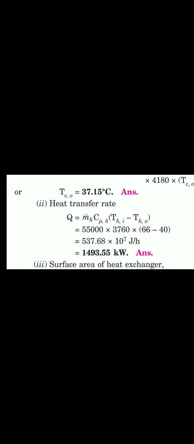For the LMTD method, the first step is heat balance, that is m_h Cp_h into (THI minus THO) equal to m_c Cp_c into (TCO minus TCI). From there, the unknown quantity TCO can be found out. TCO was found to be 37.15, and Q can be found out from either of these equations. Either you take m_h Cp_h into (THI minus THO) or m_c Cp_c into (TCO minus TCI). Both are correct, and applying we get 1493.55. So the first thing is over. Q we have found out.